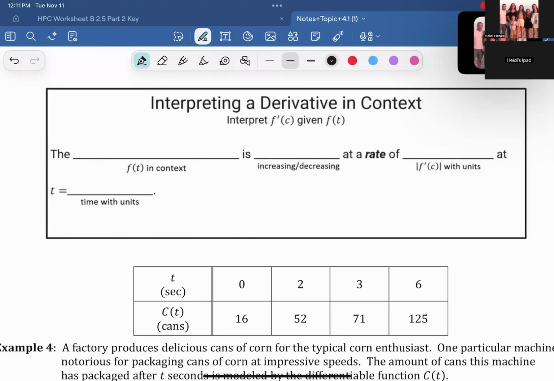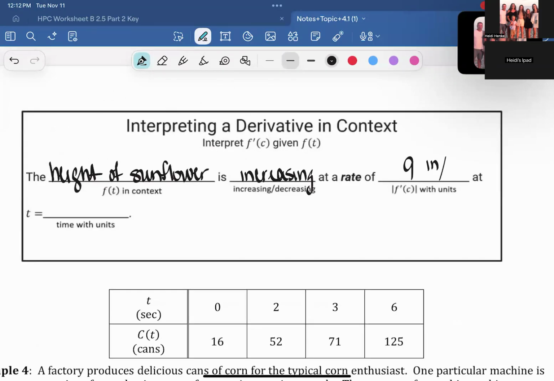Example 1 was the one about the sunflower. So we were talking about the height of the sunflower. The height of the sunflower is either increasing or decreasing. If it's positive, it's increasing. If it's negative, it's decreasing. So ours was growing, right? So the height is increasing at a rate of, what was it, 9 inches per week at specifically time 2 weeks. Don't just say time 2. Two what? Could be seconds, could be minutes, could be hours.